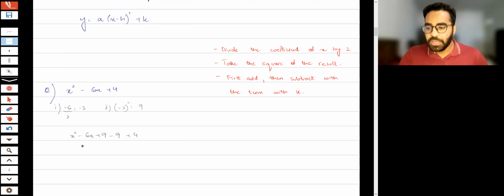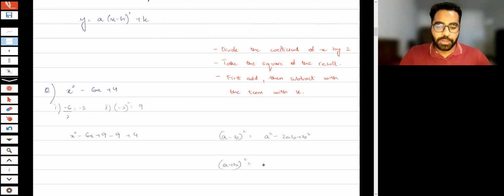Now we have to use these first 3 terms to apply an identity. Which identity do I have to apply? I can apply (a minus b) whole square equals a square minus 2ab plus b square, or I can apply (a plus b) whole square equals a square plus 2ab plus b square. How am I going to apply these identities? I'm going to go from this side to this side.